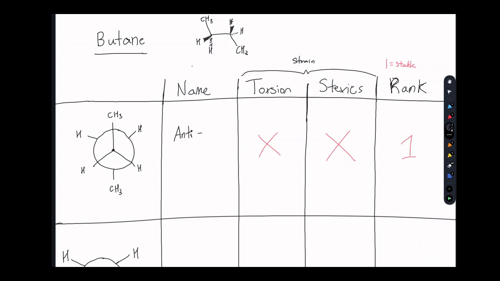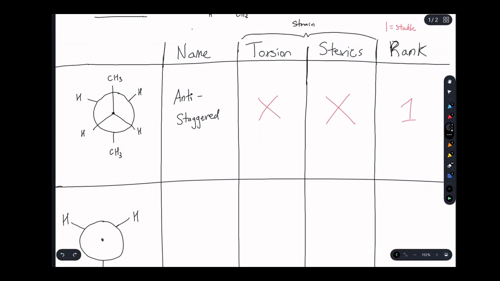So this name kind of makes sense. The bonds are staggered, and the methyl groups are on the opposite side of the structure, which is another way to say that they're anti to each other. So the methyl groups are anti, and it's staggered. This is the anti-staggered conformation, or rotational state.